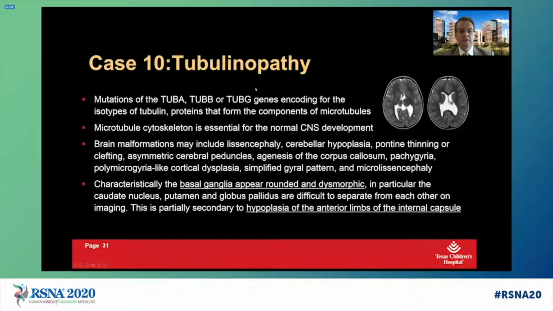These genes encode for the isotypes of tubulin, and tubulins are proteins that are the components of the microtubules. So the microtubule skeleton, the cytoskeleton, is essential for normal brain development. And if this is abnormal, a lot can go wrong in the brain, a lot. You see them listed over here: corpus callosum, cortical malformations, etc. But typically, you will see that the anterior basal ganglia are dysmorphic and rounded, and that the anterior limb of the internal capsule is lacking or barely visible, resulting in this dysmorphia.